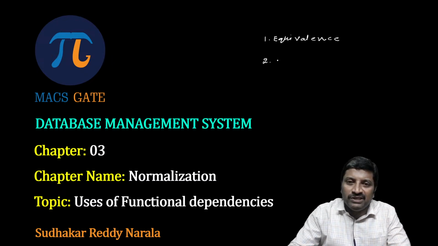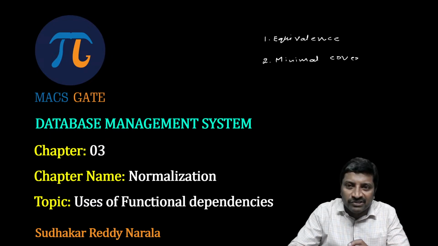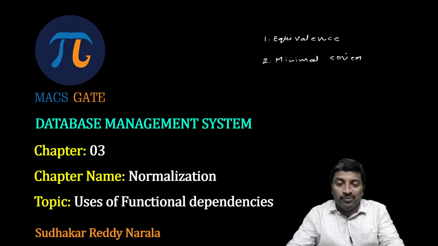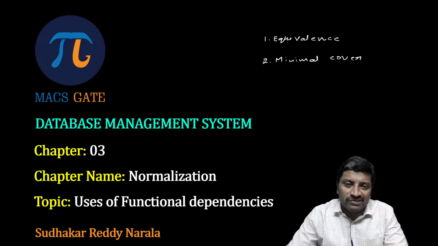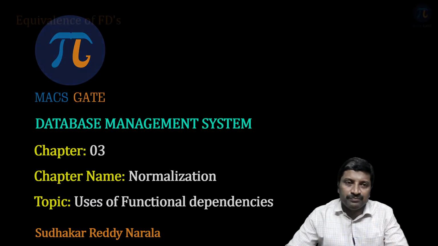And the second one is minimal cover. Whenever they are given a set of functional dependencies, we find another set of functional dependencies which is minimal and as well as it can cover the given set of functional dependencies. So these are the two uses we are going to discuss in this session. So let us start the session.